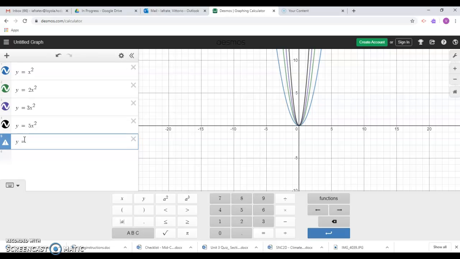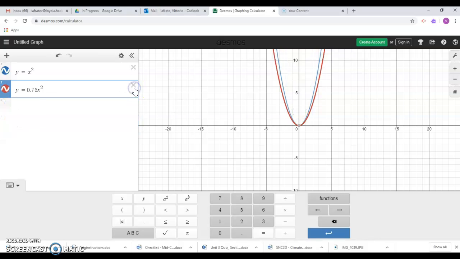Let's say that the a value was still positive but less than 1. So for example, let's make it 0.75x squared. I'm going to remove these others. 0.75x squared is a little bit wider than x squared, and that's because it's rising more slowly. It's 0.75 times x squared, which means we're getting smaller increments for every movement that we make on the x value.